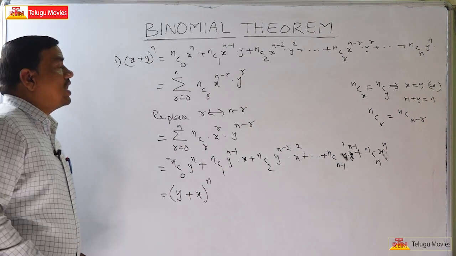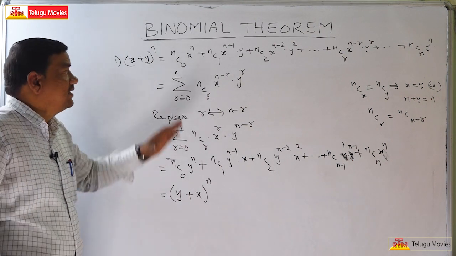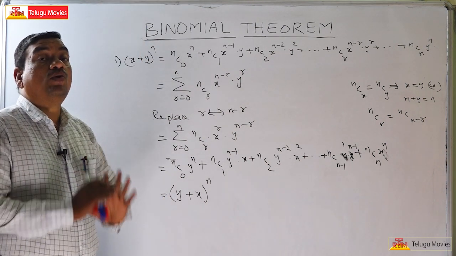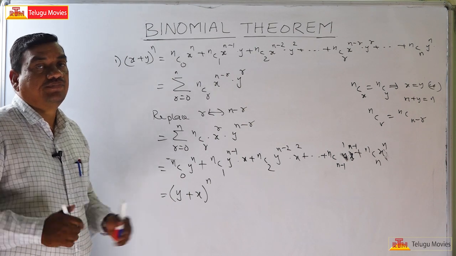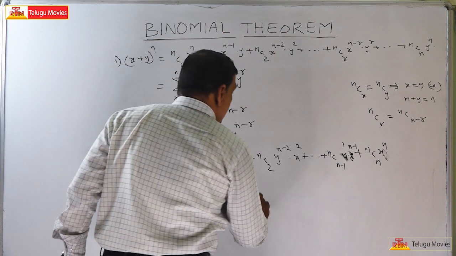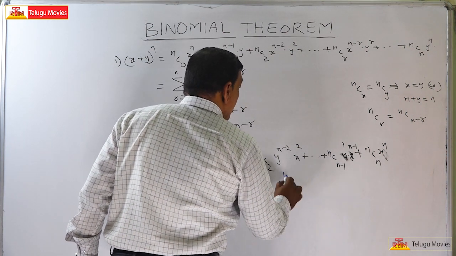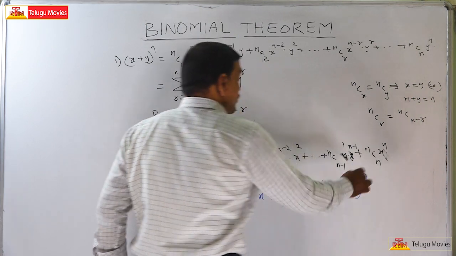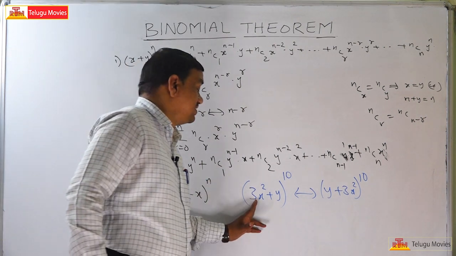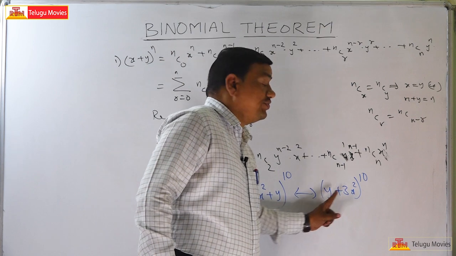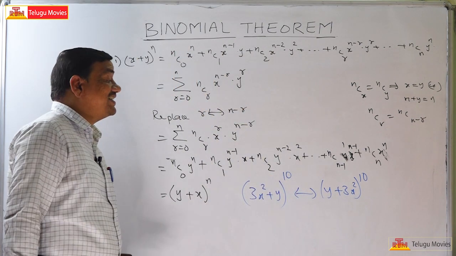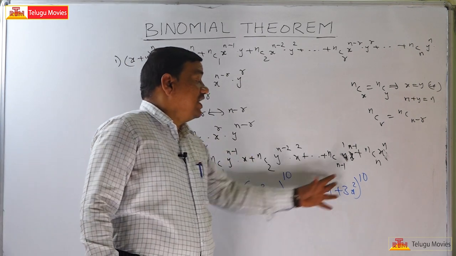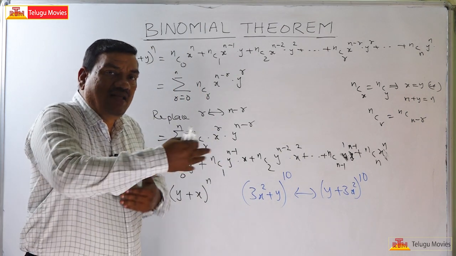Understand? From this concept, what you can observe is that the expansion of (x plus y) whole power n and (y plus x) whole power n are both the same. So we can conclude this. For example, the expansion of (3x square plus y) whole power 10 and (y plus 3x square) whole power 10 are both the same. Even though we interchange the first term and second term, you will get the same expansion. Whatever all the 11 terms are, they will be the same; only the arrangement will be different.